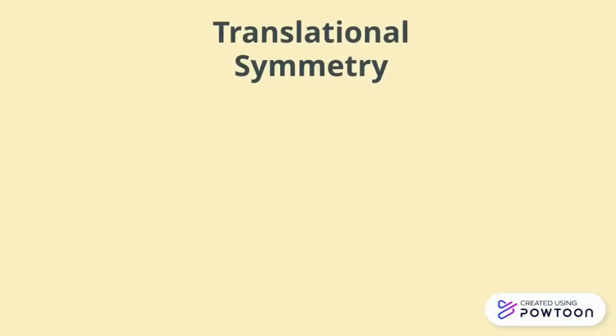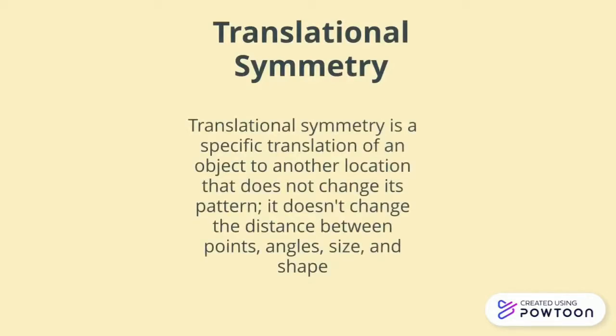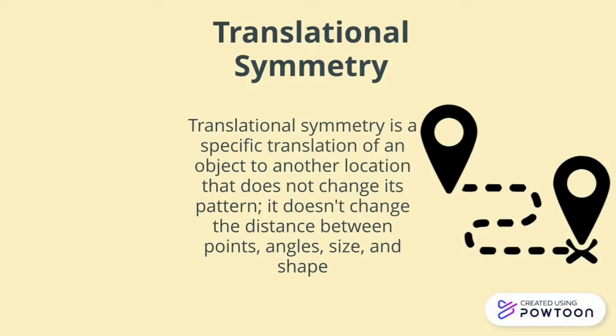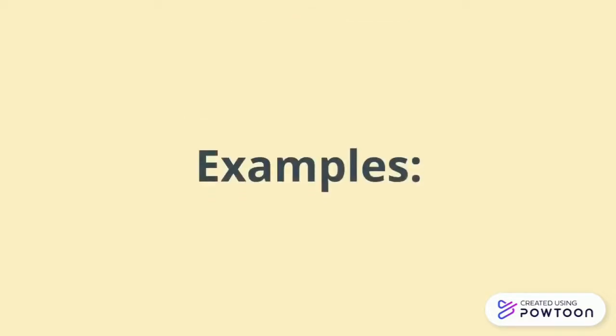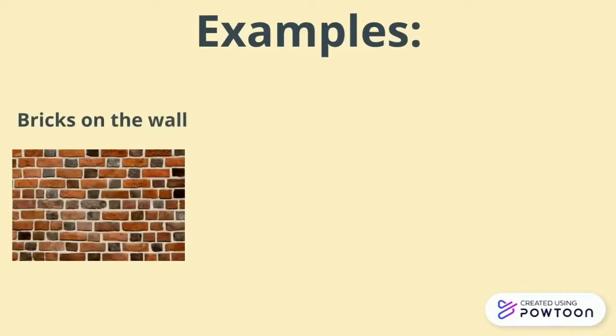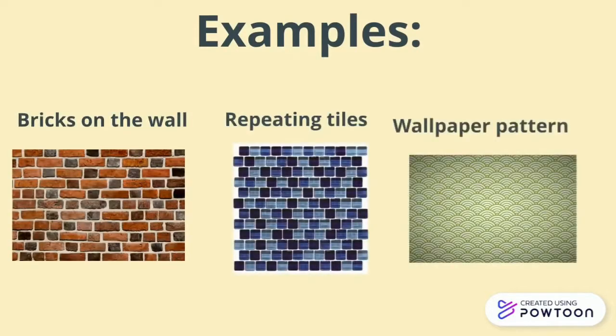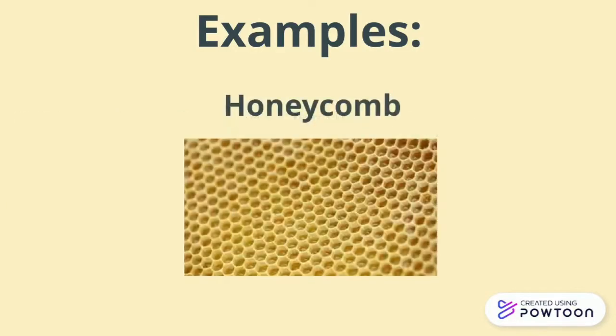Translational symmetry is a specific translation of an object to another location that does not change its pattern. It doesn't change the distance between points, angles, size, and shape. And these are the examples of translational symmetry: the bricks on the wall, repeating tiles, wallpaper pattern, and a honeycomb.